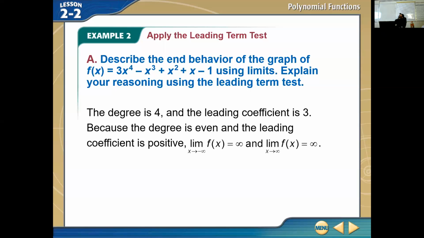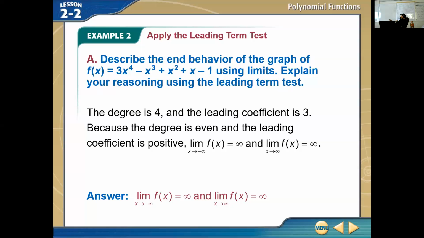So the degree is 4 and the leading coefficient is 3. Because the degree is even and the leading coefficient is positive, the limit as x goes towards negative infinity, f of x equals positive infinity. And the limit as x goes towards positive infinity, f of x also goes towards positive infinity. So that's saying our graph is pointing up. It's that parabolic shape. It could have up to as many as 3 turning points and 4 real zeros, which we'll cover here in a second.